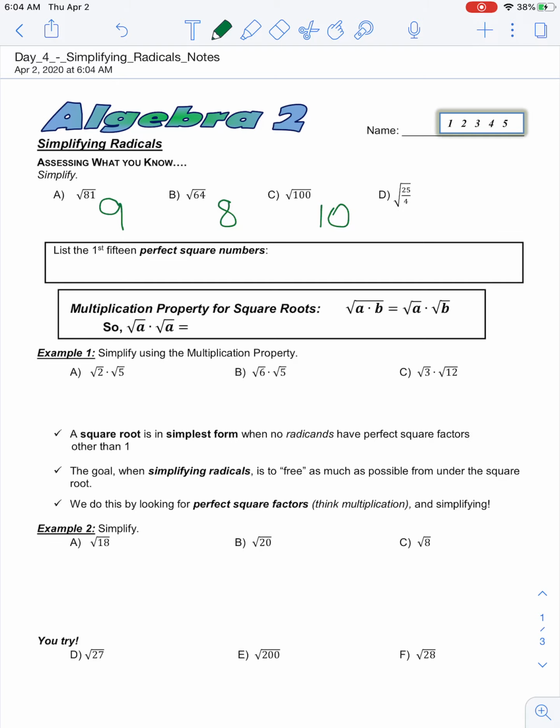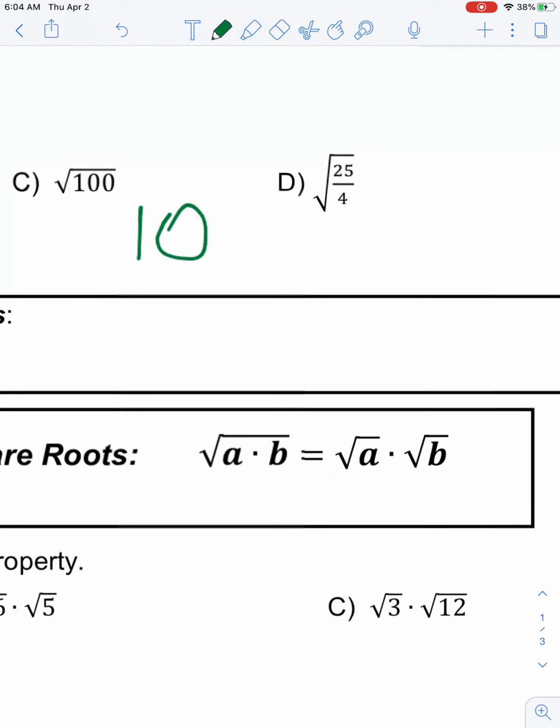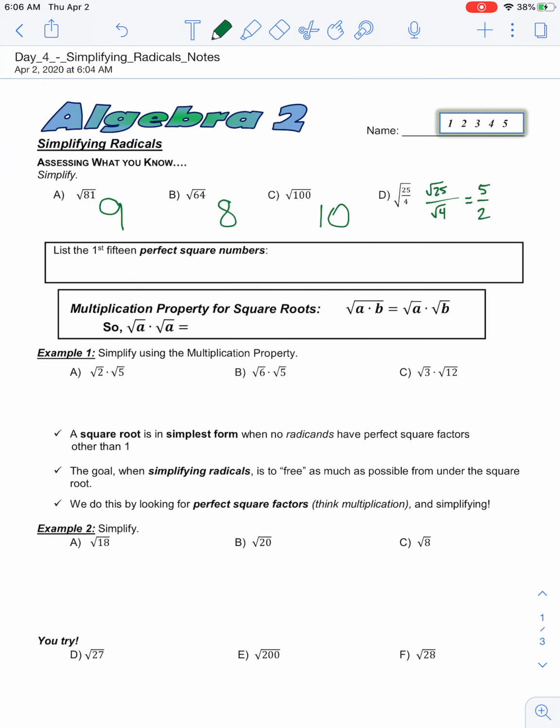And if I have a square root of a fraction here, 25 over 4, I can separate it into the square root of 25 over the square root of 4. So the square root of 25 is 5, the square root of 4 is 2, and I get 5 halves. We can do all of these without a calculator because all 5 of the numbers that we had underneath square roots are what we call a perfect square.